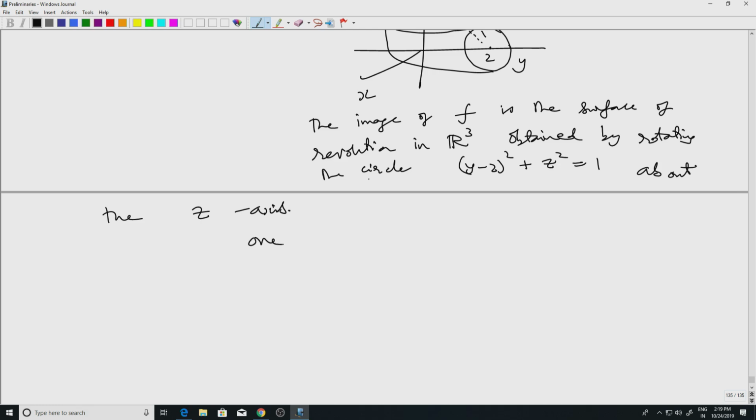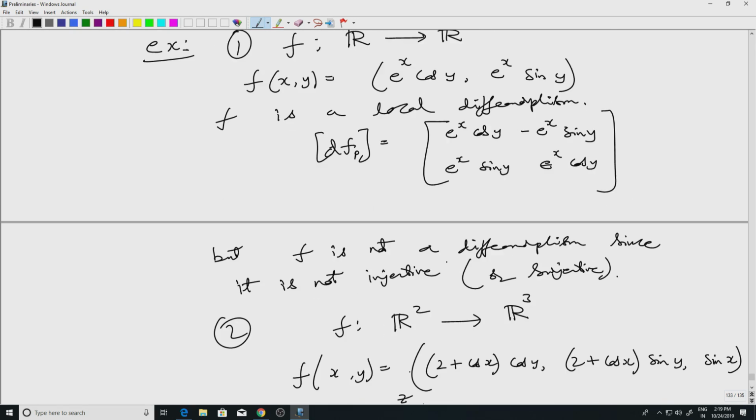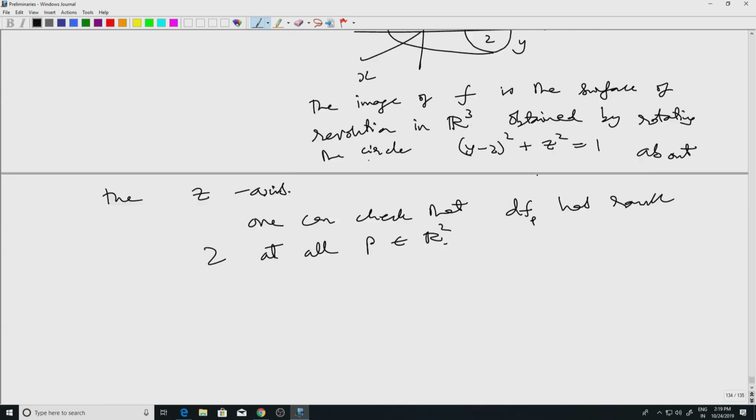One can check that DF at P has rank 2 at all P in R2. So as before, one can just write down the Jacobian matrix and check that it has rank 2.